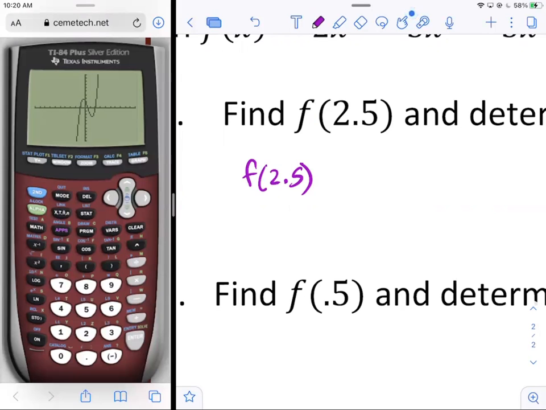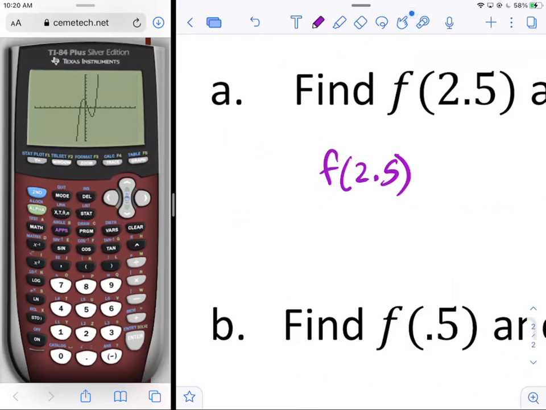Well, when you say f of 2.5, you've got it. Now, there's a couple of ways to evaluate it, right? The first way is easy. From the calculator graphing screen, hit trace, right? You can hit trace, and then you just type in x equals 7.